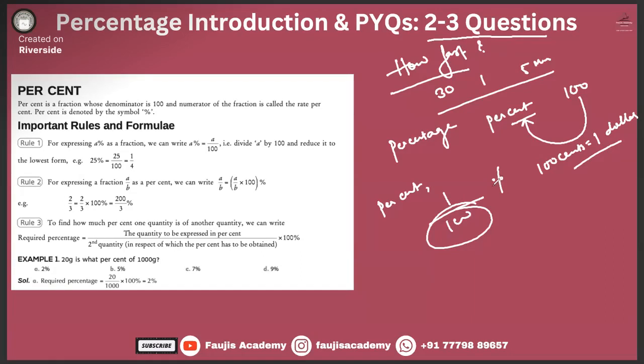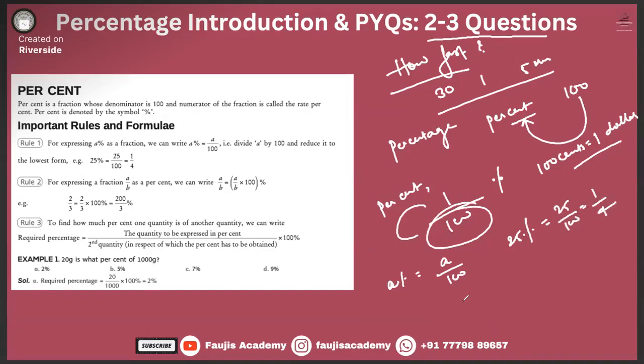Rule 1 says for expressing a percent as a fraction, we can write a percent as a divided by 100. That's it. Okay, 1 by 100 is your percent, right? That is a by 100, and reduce it to the lowest form, that is what they have given. For example, 25 percentage is nothing but 25 by 100, which is equal to 1 by 4.